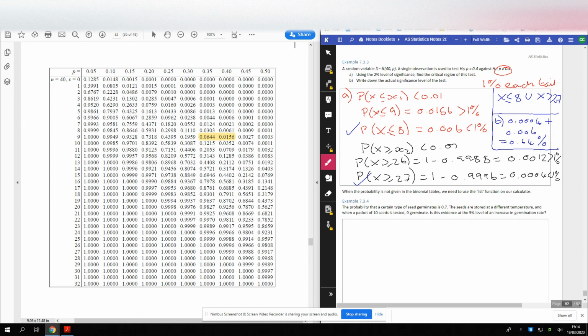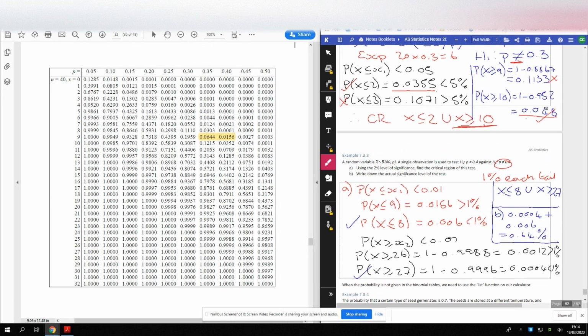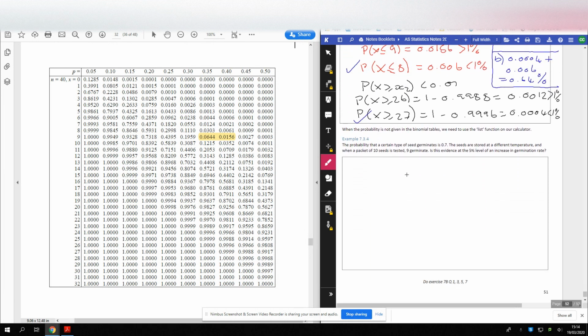Okay, all of those questions you can do using the table. This last question, we cannot use a table, so we are going to have to use the list function on the calculator. The reason for that is that either n or the probability is not listed. In this case, that 0.7 is not listed, even though the n value is. So we're going to have to do it on the calculator.